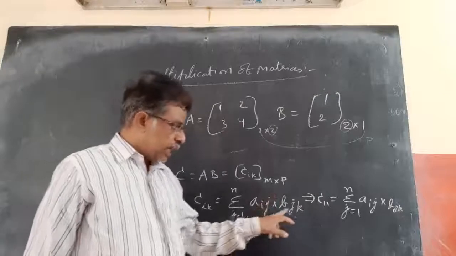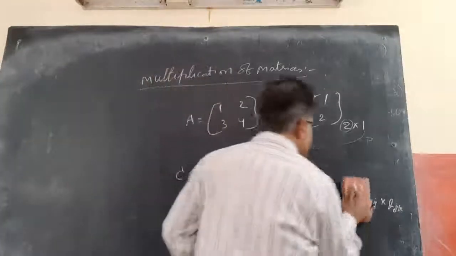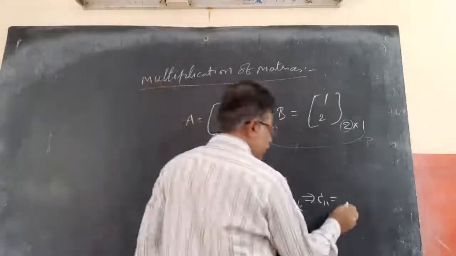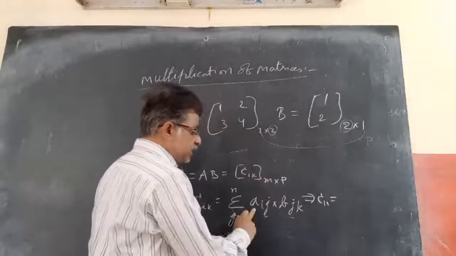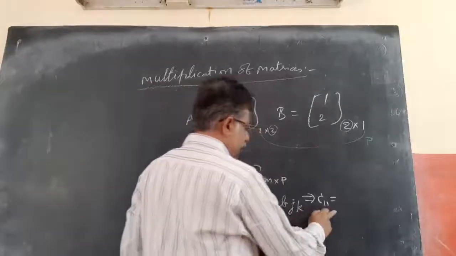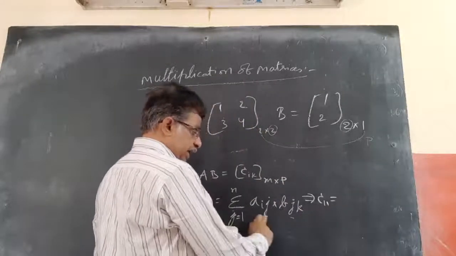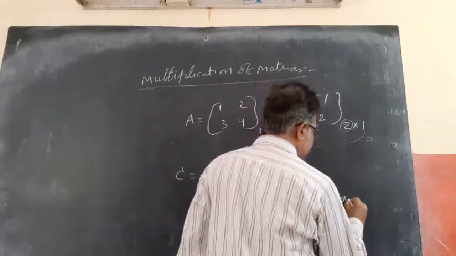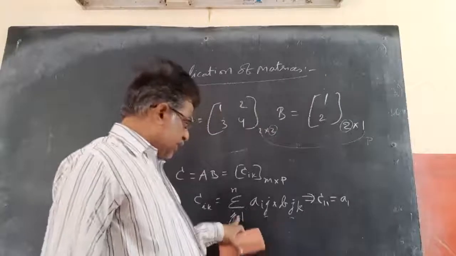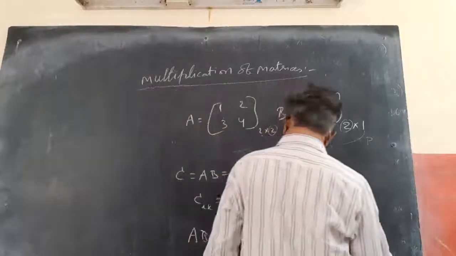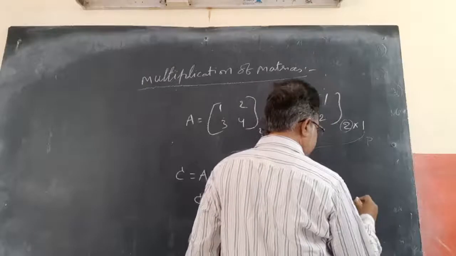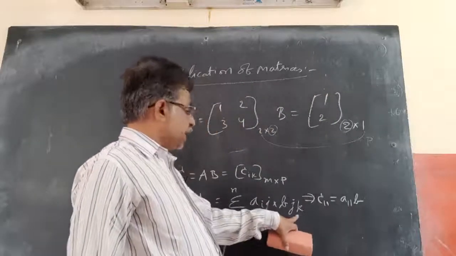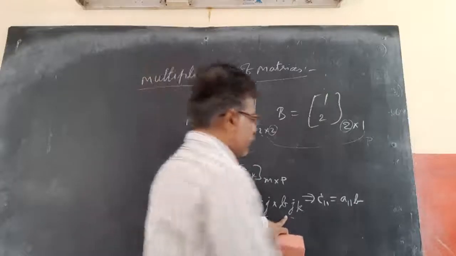Now, according to the formula, what is Aij here? If I am taking C11, what is the sigma of? That means the sum of, what is the first element? I is 1, k is 1. So A1j means A1, j is changing from 1 to n. So A11 into B, k is fixed at 1 and j is changing from 1 to 2.